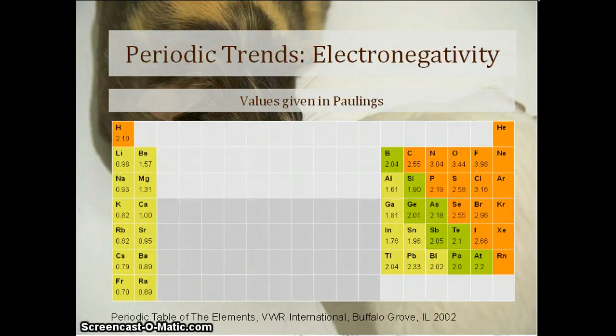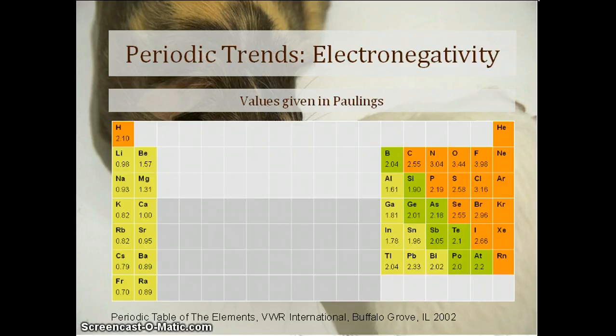Electronegativity is the ability of an atom to attract electrons towards itself in a chemical bond. In this figure, the electronegativities of selected elements are given in Paulings. These values were calculated from the standard enthalpy changes that occur when a chemical bond is broken. The noble gases do not have an electronegativity because these elements do not form bonds.